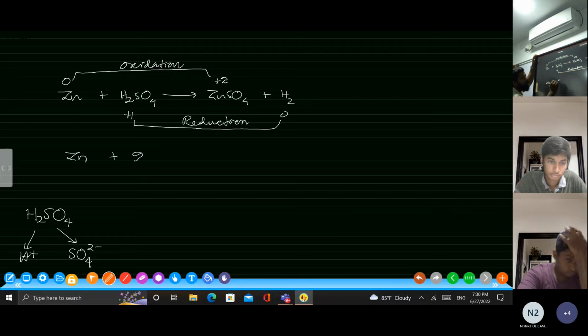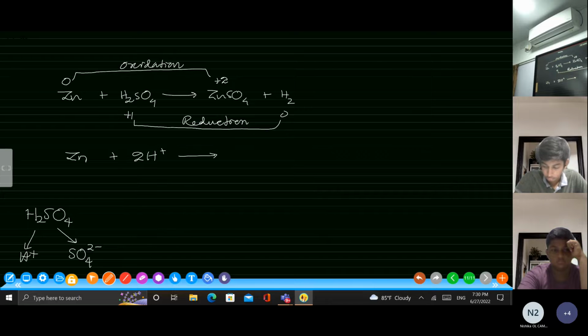So then zinc and 2 H plus ions are reacting. Right? Sulfuric acid, you have sulfate ion and 2 H plus. And then, right? Zinc sulfate, now zinc is no longer 0. What is zinc's charge? It is zinc 2 plus. And then you get what? Hydrogen gas. So this is what you call the ionic equation for this reaction.